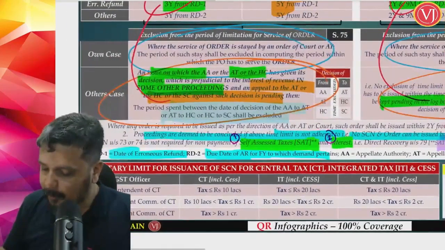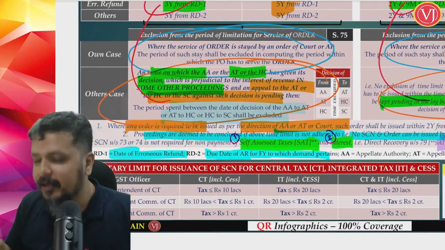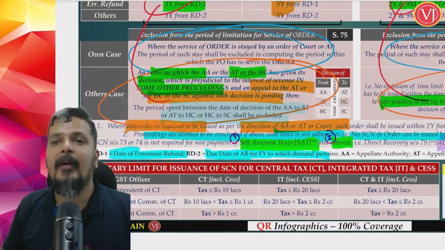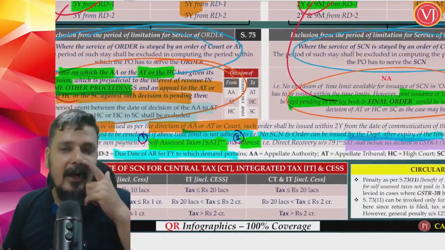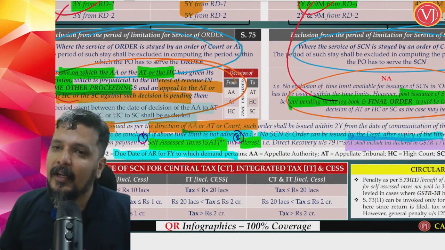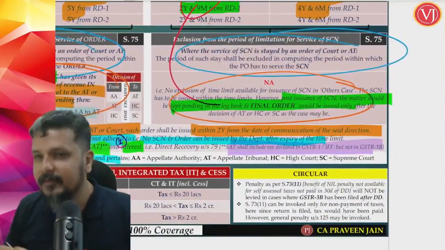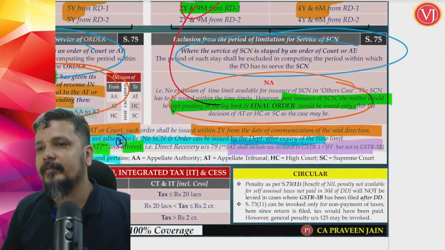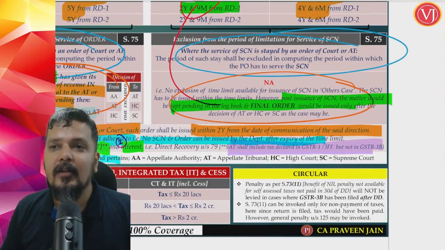Now, one more special point: where any order you are required to pass is because of the direction of the appellate authority or appellate tribunal or High Court or Supreme Court, which means you are not interested in passing the order. You are passing the order because of their direction, then that order should be issued within 2 years. That is the special time limit for order.